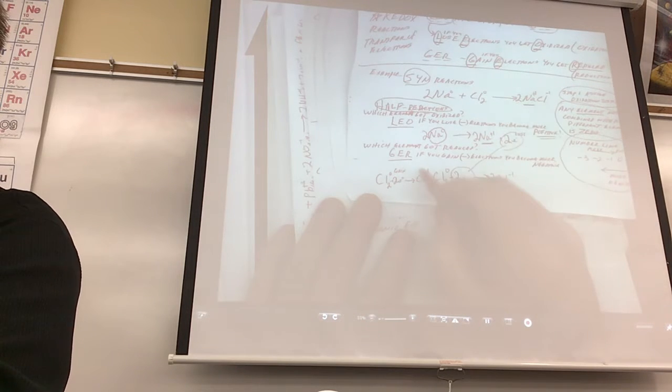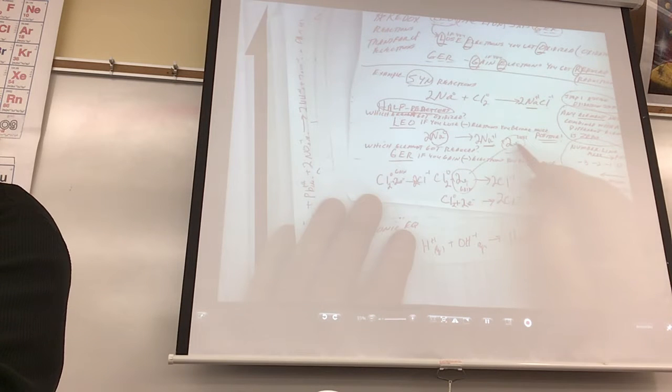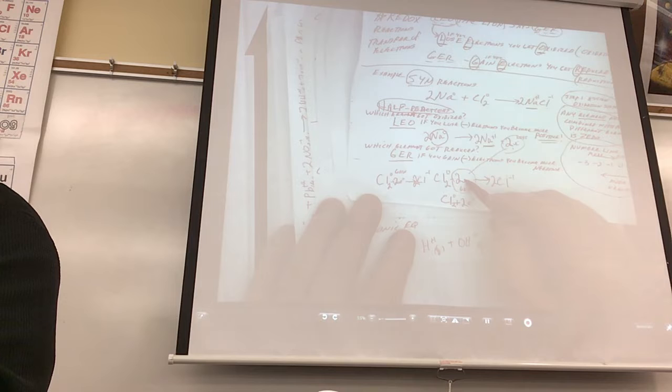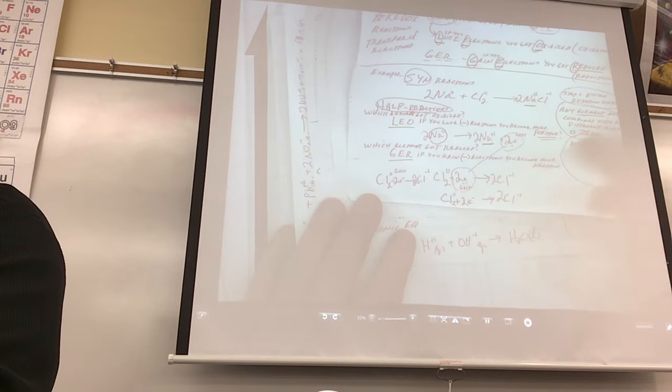And everything works, doesn't it? The most important thing is you cannot have somebody lose 2 electrons unless somebody else is there to do what? These have to be the same. They have to be, don't they? Anyway, that's how you do redox.